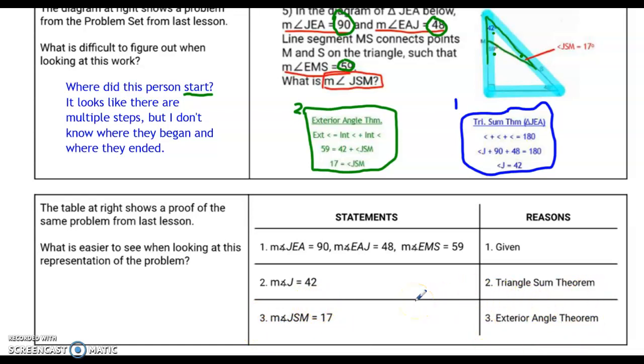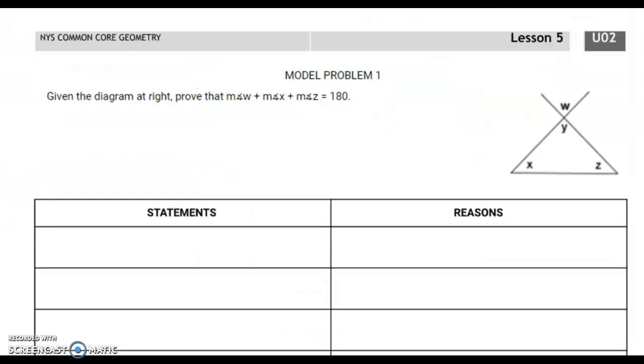This method, algebraic or geometric proof, is a way to show your argument based on some certain statements, the reasons why you say those statements, and the last step should always be the thing that you are trying to prove or the thing you are trying to find. Keep in mind, we were trying to find angle JSM, and we ended with that. So that's geometric proof in a nutshell. Instead of rewriting a problem that we've already done, let's take a look at a new problem and try to figure out how to write a proof for it.